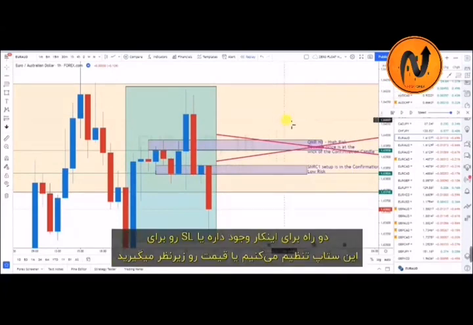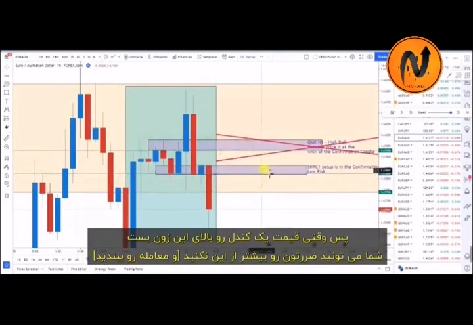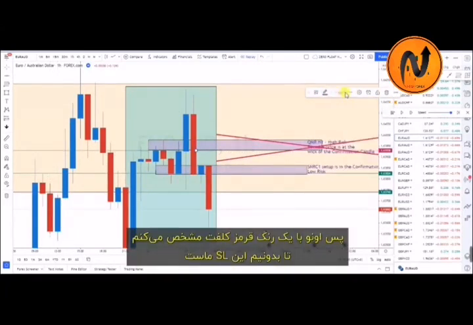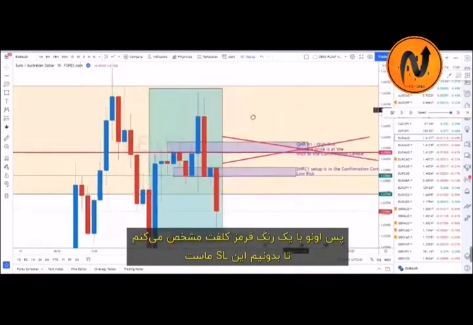So there are two ways you can do it. Either you want to set an SL for this setup, or you want to monitor the price. So if the price closes a candle above this zone, then maybe you want to consider to cut loss. So I'm going to mark this QMR line as our SL. I'm going to mark it in red color with a big, thick line. So we know that this is our SL.